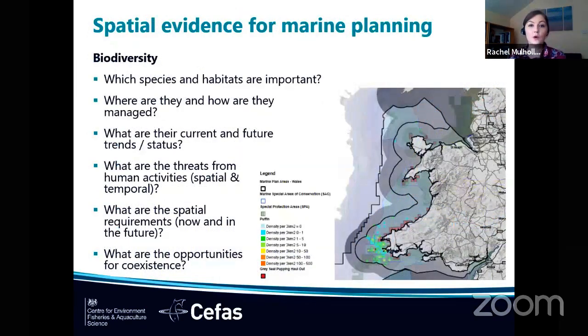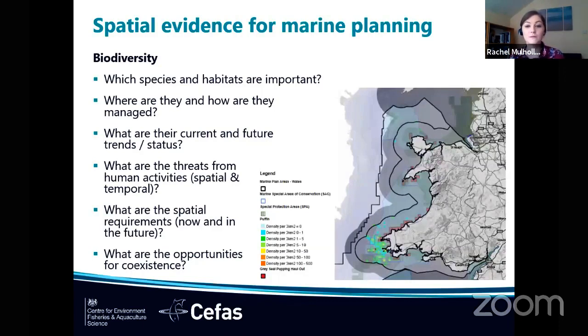Spatial evidence, which is required for marine planning, is very varied. You need to have a broad knowledge of social, economic, environmental, and sectoral factors which are relevant for the space that you are trying to manage. Here, taking biodiversity as an example, you first need to know what species and habitats are important for your coastal and marine area, and you need to know where they are. This can be difficult as you can't easily see into the marine area, but also as animals move around.